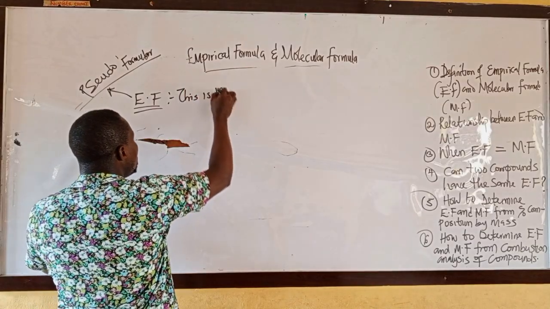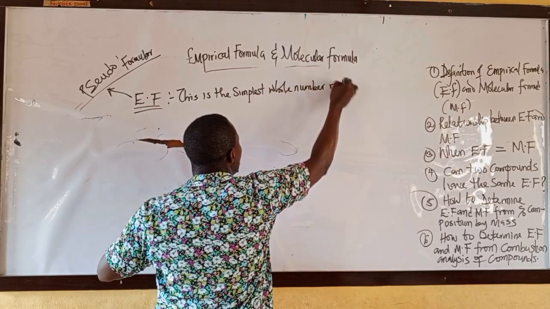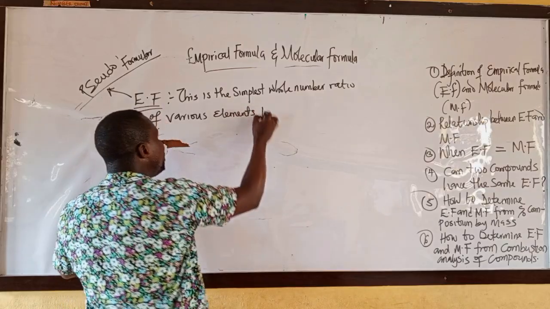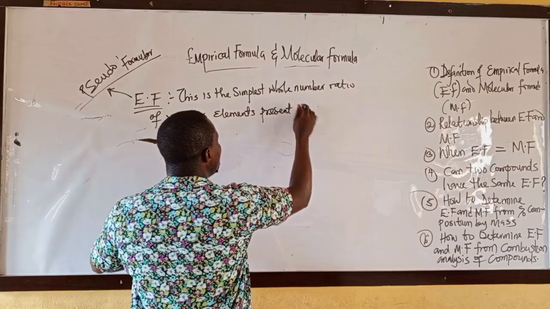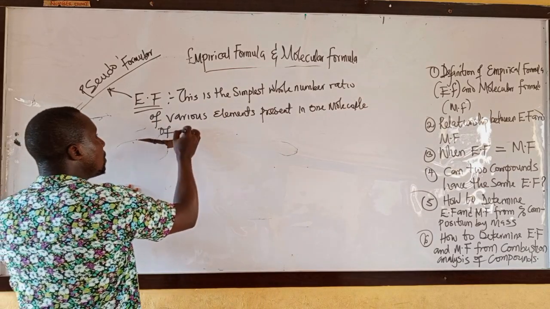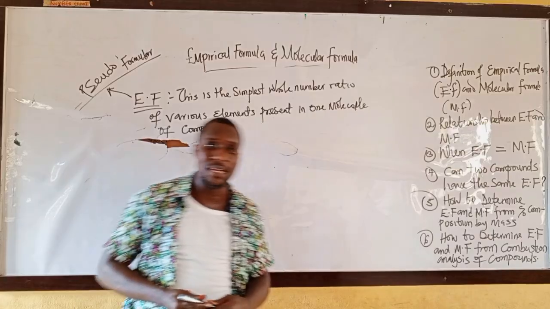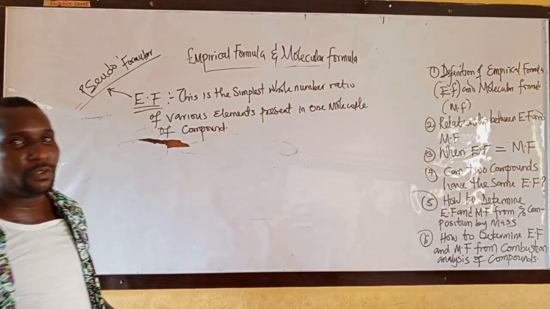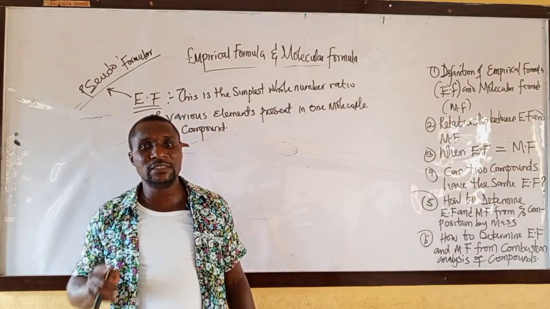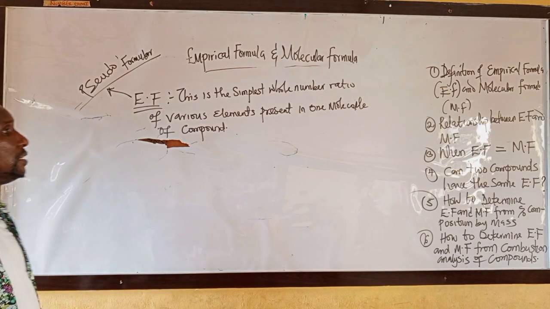Empirical formula is the simplest whole number ratio of various elements present in one molecule of a compound. That is what empirical formula is. The simplest whole number ratio you can get in one molecule of a compound. The simplest whole number ratio of all elements present in one molecule of a compound.